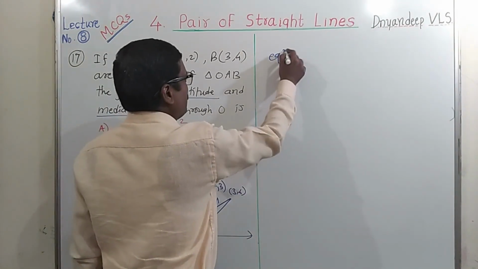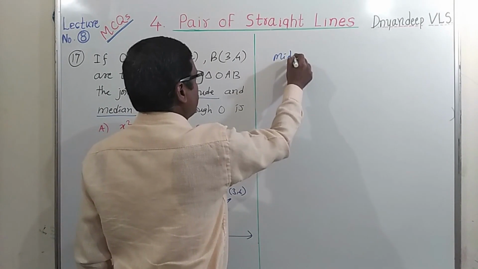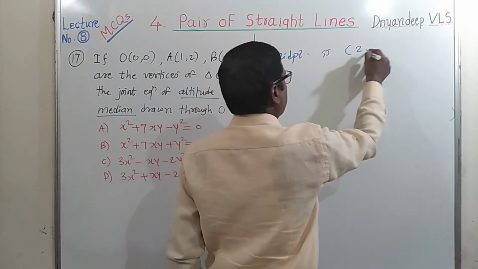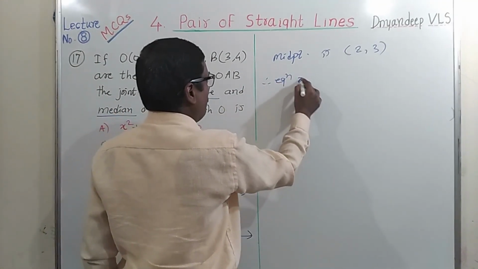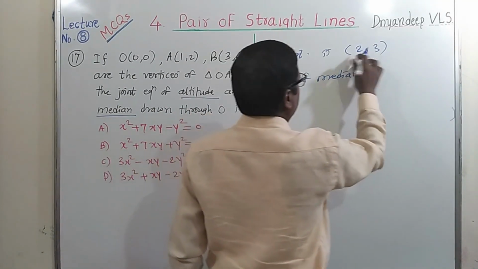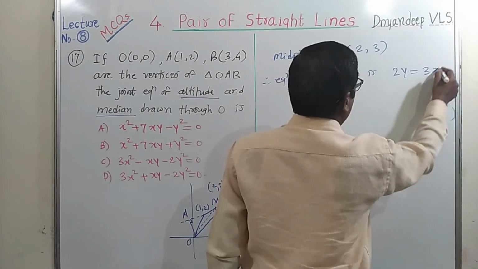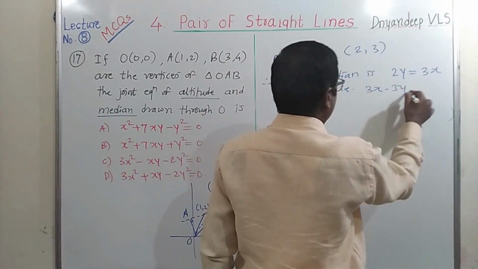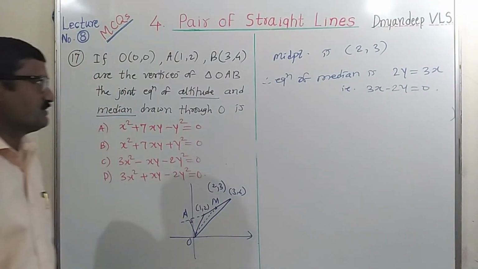So here the midpoint is (2, 3). Therefore, the equation of median is: multiply the first x coordinate by y and the second y coordinate by x, that is 3x minus 2y equal to 0. That is the equation of median.